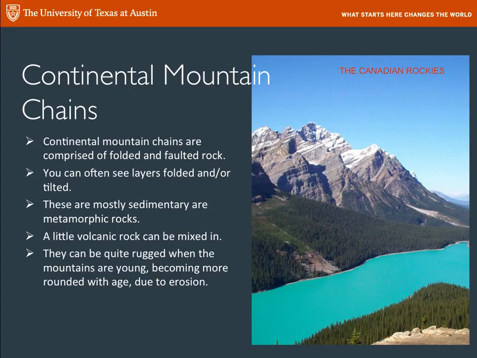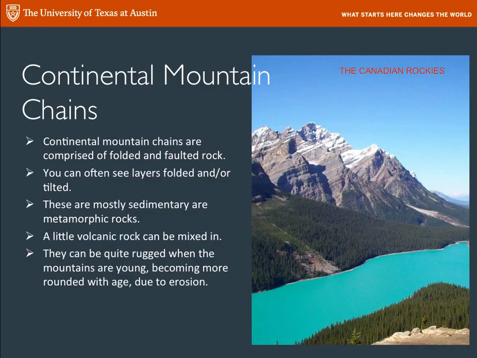These continental chains of mountains have some very interesting characteristics. They're made up of rocks that are folded and faulted. You can very commonly see layers that are tilted or folded in them. They're made up of sedimentary or metamorphic rocks. Sometimes there's a little volcanic rock mixed in, but mostly not. They can be very rugged when they're young, and they become more rounded with age due to erosion.